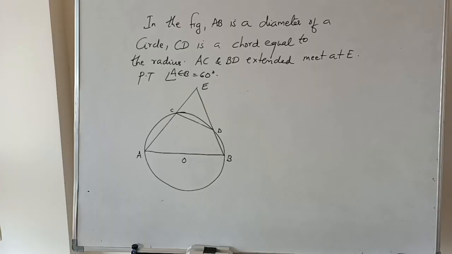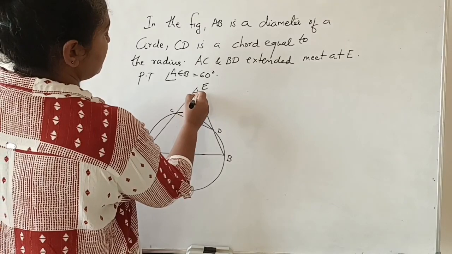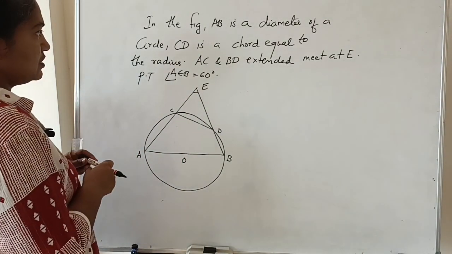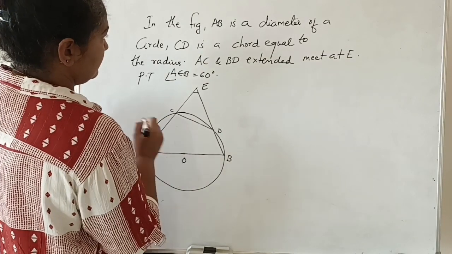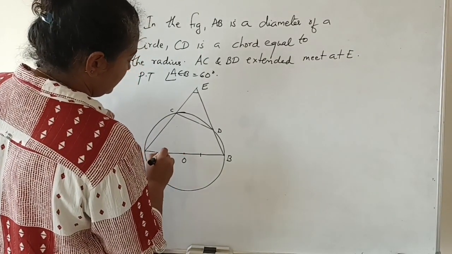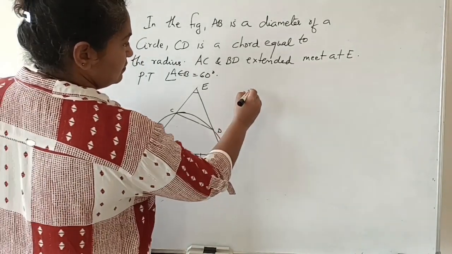Okay. In the figure, AB is a diameter of the circle. CD is a chord, measure equal to radius. AC and BD meet at E. You have to prove AEB is equal to 60 degrees. So the diagram is already given to you. You need to prove this angle is 60 degrees. Okay. So O is the center of the circle. Fine. So you know that OA, OB and CD are equal.